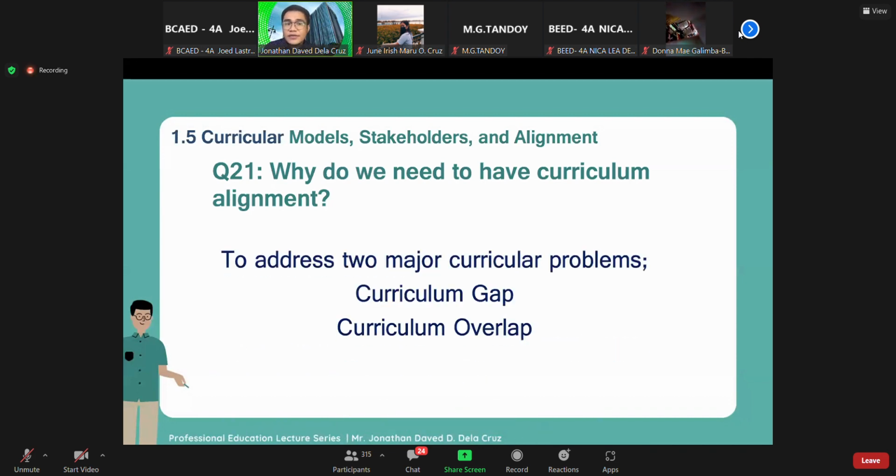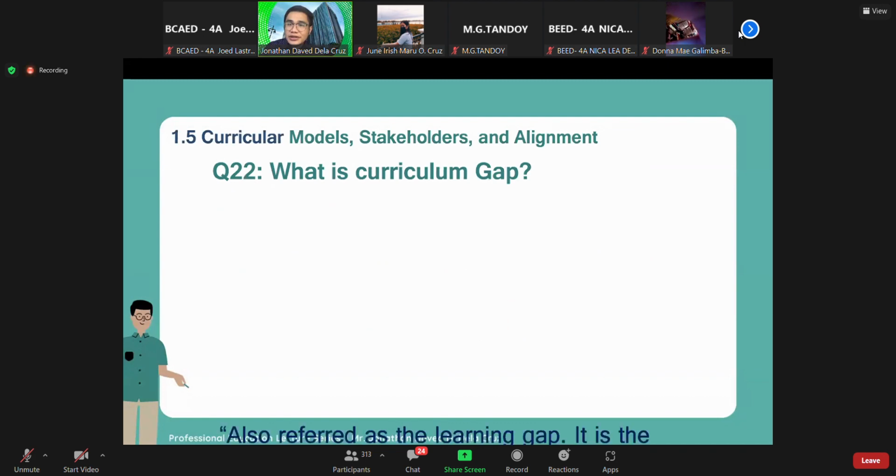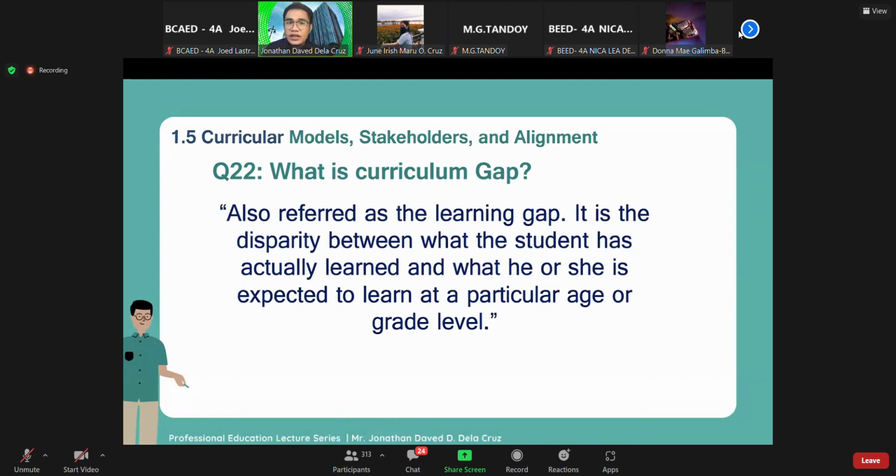So, we do curriculum alignment in order to address two major curricular problems. Ano yon? Ano yung dalawang major curricular problems? Dalawa, yung curriculum gap and curriculum overlap. No, curriculum gap, also referred as learning gap. It is a disparity between what a student has actually learned and what he or she is expected to learn in a particular age or grade level.